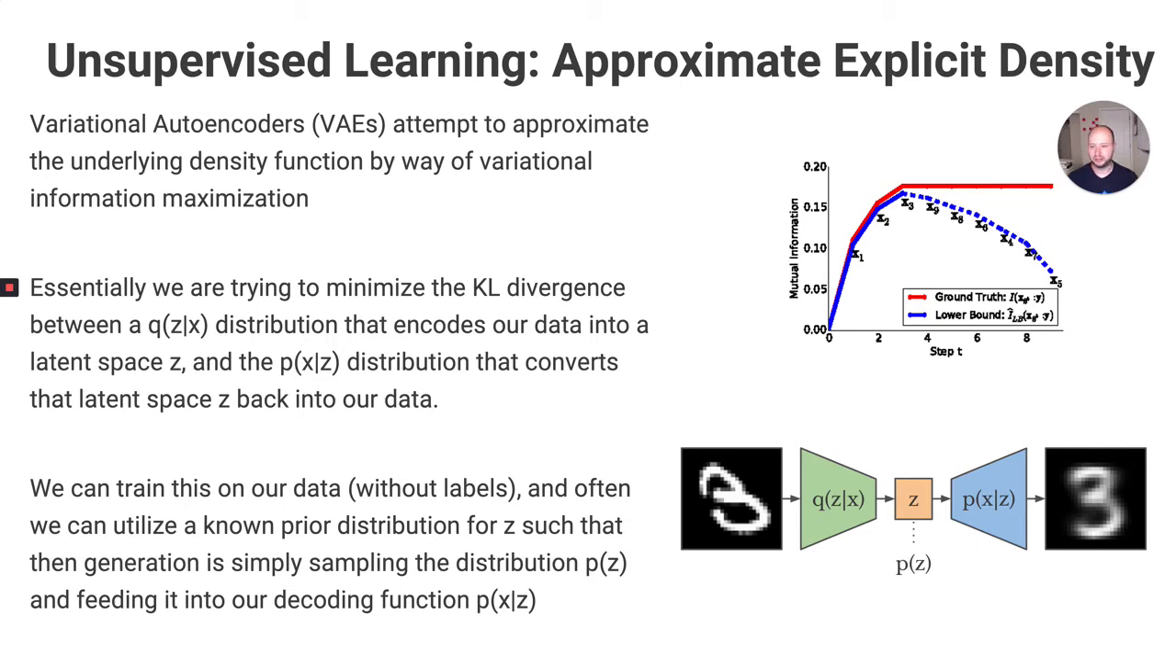I'm slaughtering this. On Monday I explained this so much better. I apologize, but I'll add some errata here as well. But what this really distills down to is that we're trying to minimize this KL divergence.